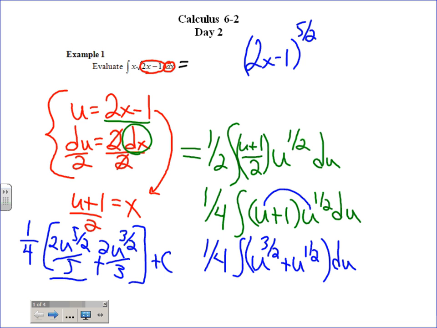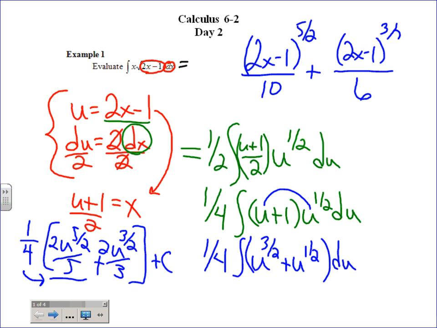And what fraction ends up if I multiply this 1/4 in? It could go over 20, but then there's the 2 on the top, so let's just cancel that right away and make it over 10. Plus, once again, the 2 is going to cancel with the 4 there, and so there'll be a 2 here, so it's going to be over 6. Everybody see where the over 6 is coming from on that one? It's going to be 2x minus 1 to the 3/2. And don't forget your constant.